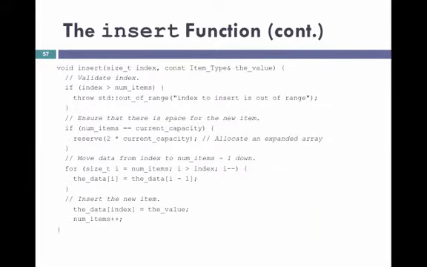Here's the code for our insert method. It takes an index and an item. It does bounds checking, makes sure that there's space, moves items down to make space to do the insert, and then finally inserts the new item.